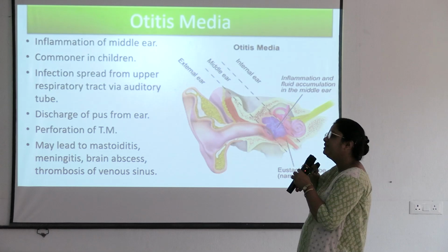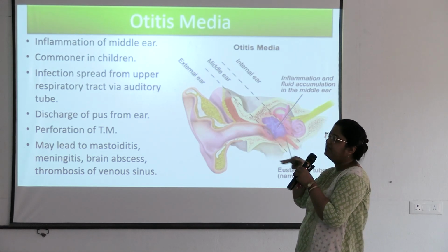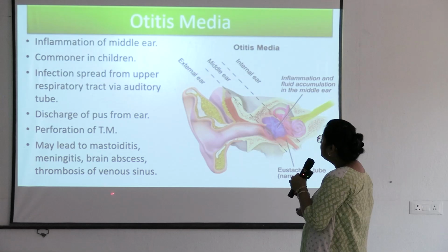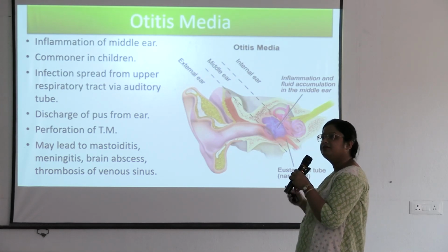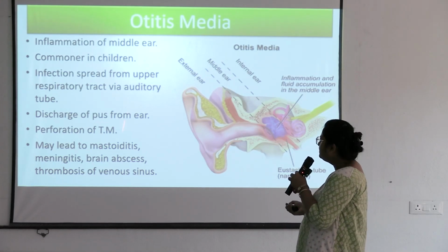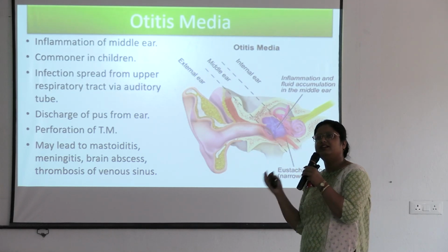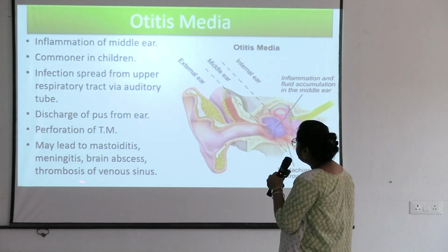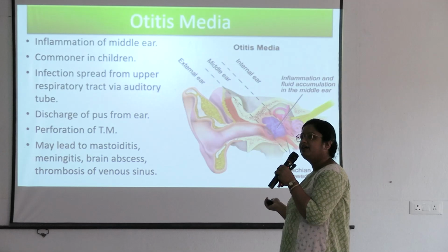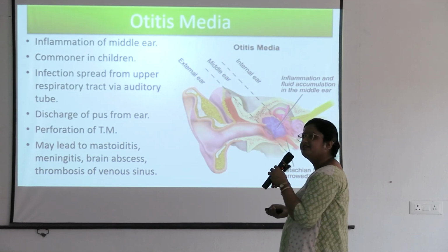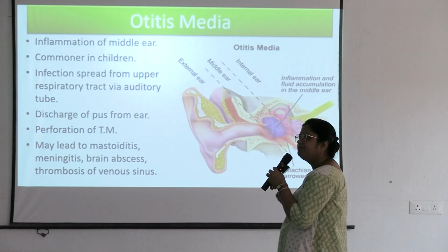If it pierces through the tegmen tympani, the roof of the middle ear, it will cause meningitis, infection of the meninges, brain abscess, and thrombosis of the venous sinuses as it enters into the cranial cavity. So these are the complications of otitis media. So ear infection is very dangerous because of these complications.